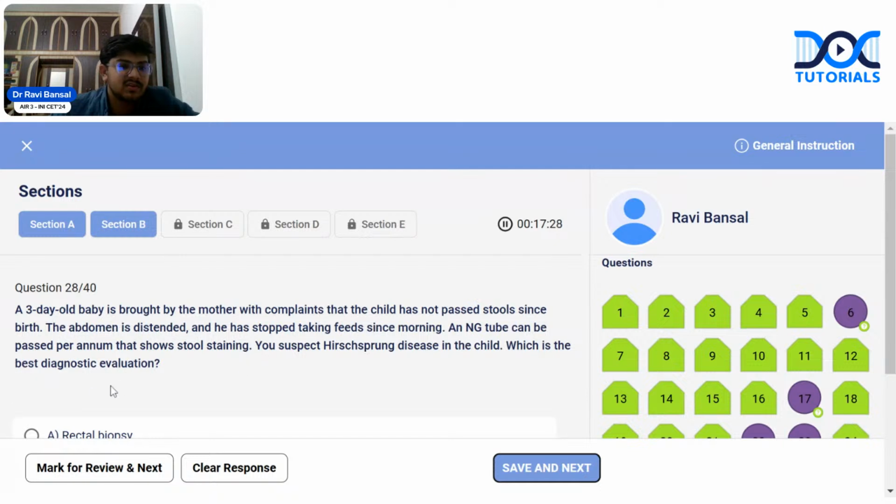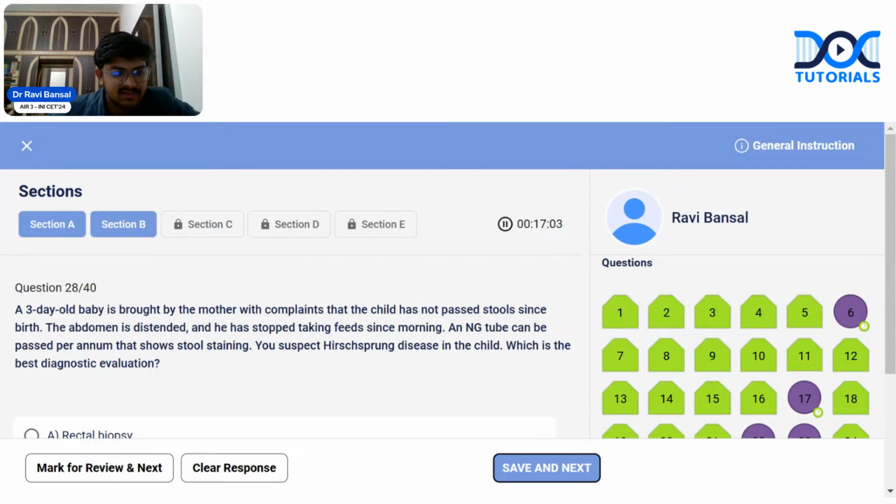Which is the best diagnostic evaluation? So you have to make the diagnosis, then decide what investigation to do. Two-step question. A 3-day-old baby is brought by the mother with complaints that the child has not passed stool since birth. Abdomen is distended. Stopped taking feeds since morning. NG tube can be passed, per rectum shows stool staining.